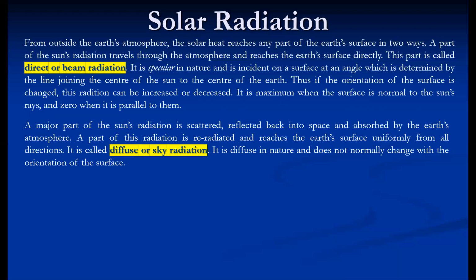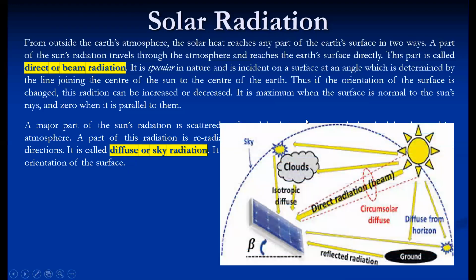A major part of the sun's radiation is scattered, reflected back into space, and absorbed by the Earth's atmosphere. A part of this radiation is re-radiated and reaches the Earth's surface uniformly from all directions, and such radiation is called diffuse or sky radiation. It is diffuse in nature and doesn't normally change with the orientation of the surface.